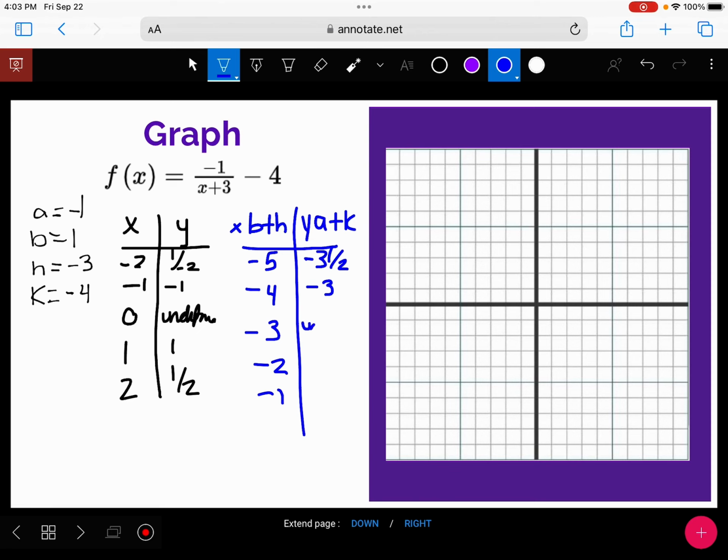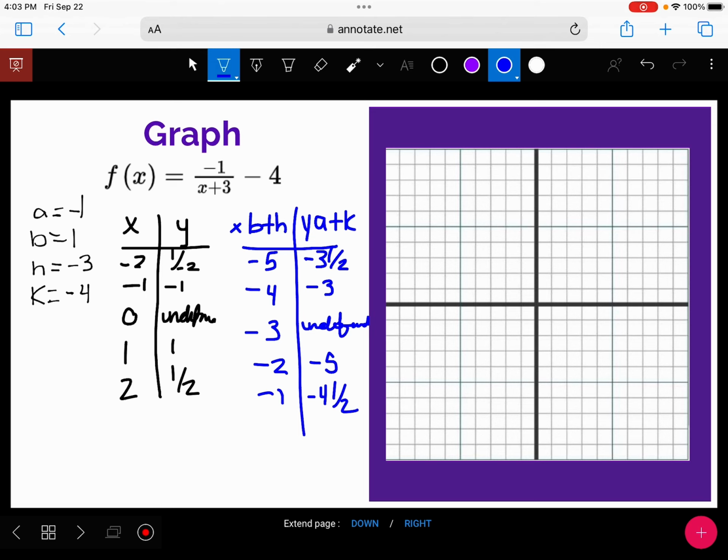This is still going to be undefined. This is where the asymptote is. Then we have our 1 times -1, which is -1, minus 4 gives us -5. And then we're going to have our last one here, 1/2 times -1 is -1/2, plus -4 gives us -4.5. And we can go ahead and plot these up.